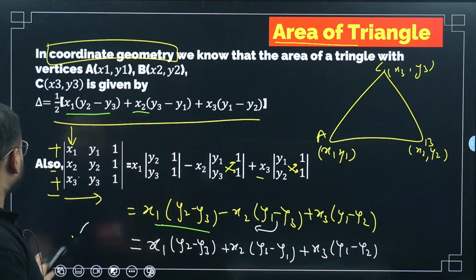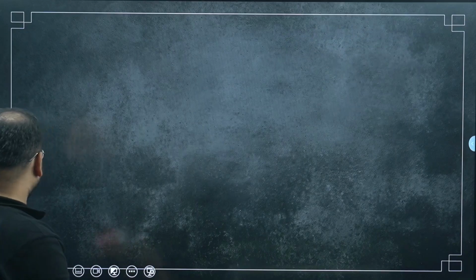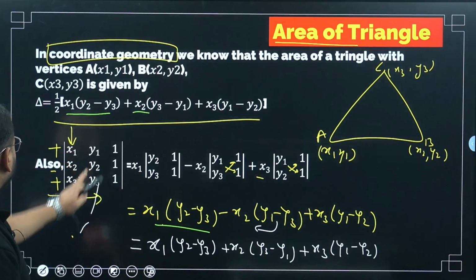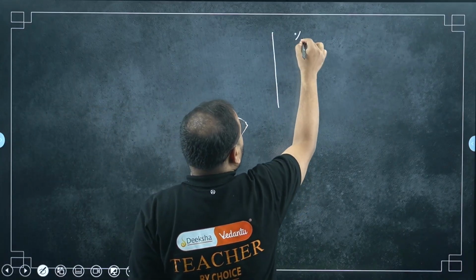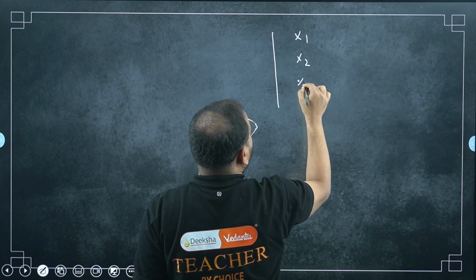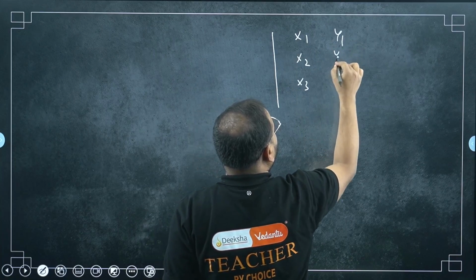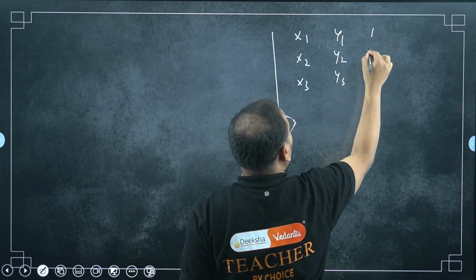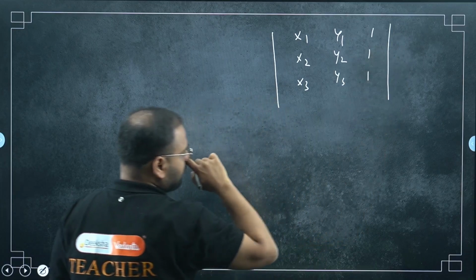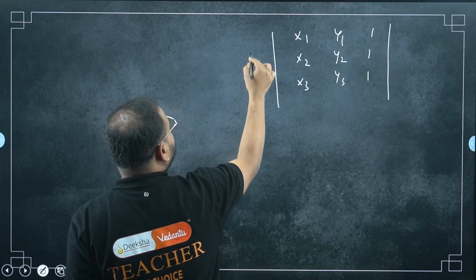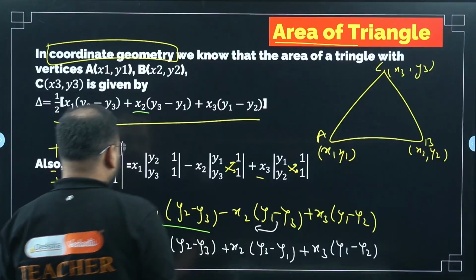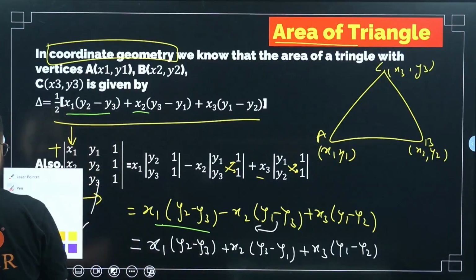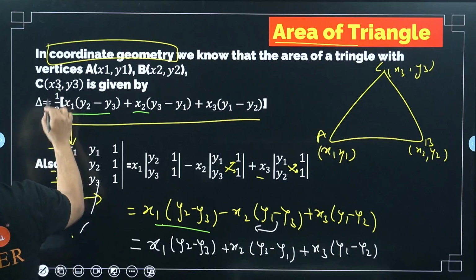So I can take this matrix. What is the matrix? Please see, x1, x2, x3, y1, y2, y3, and this was 1, 1, 1. And multiply this with 1 by 2. Why, sir, why this 1 by 2? Because what was missing? Please check. Only this 1 by 2 is missing.